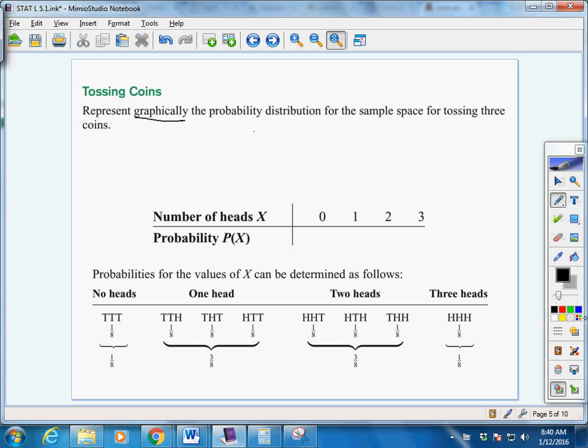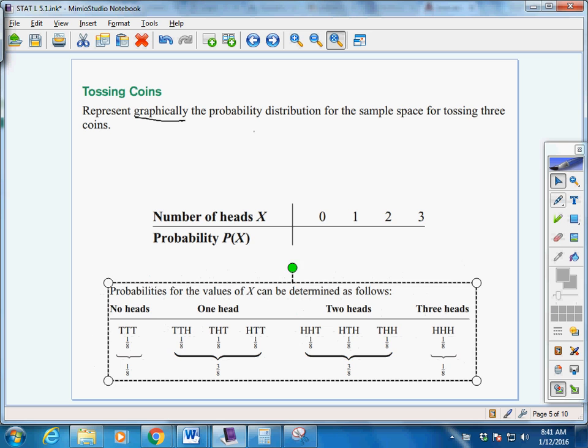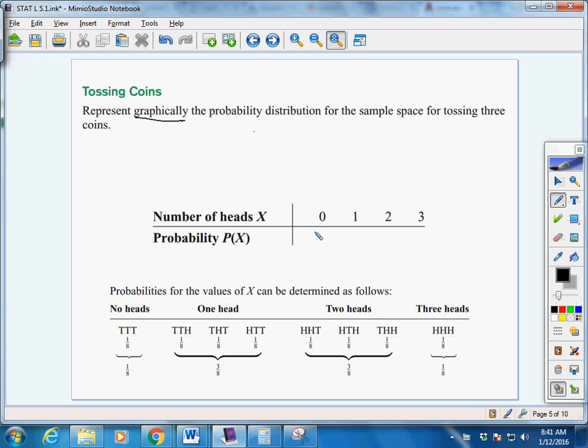So, our probability of 0 heads, again, would be 1/8. 1 head would be 3/8. 2, 3/8. And 3 would be 1/8. We can take this information and we can put it on a graph. It's just kind of like a bar graph.